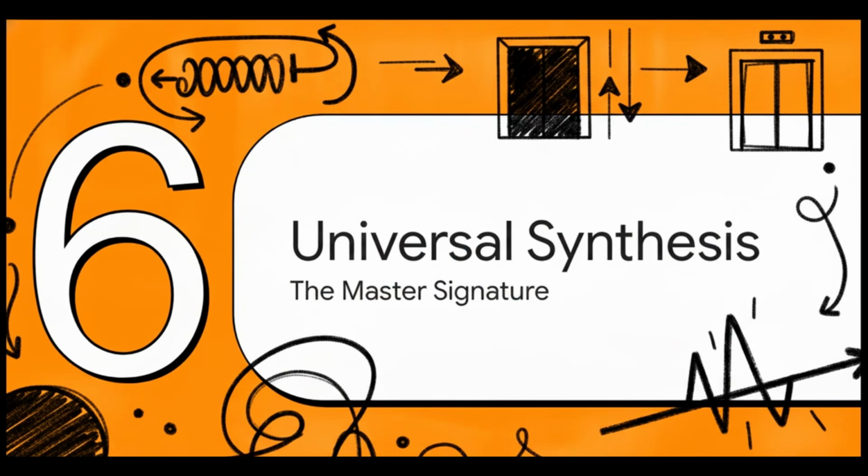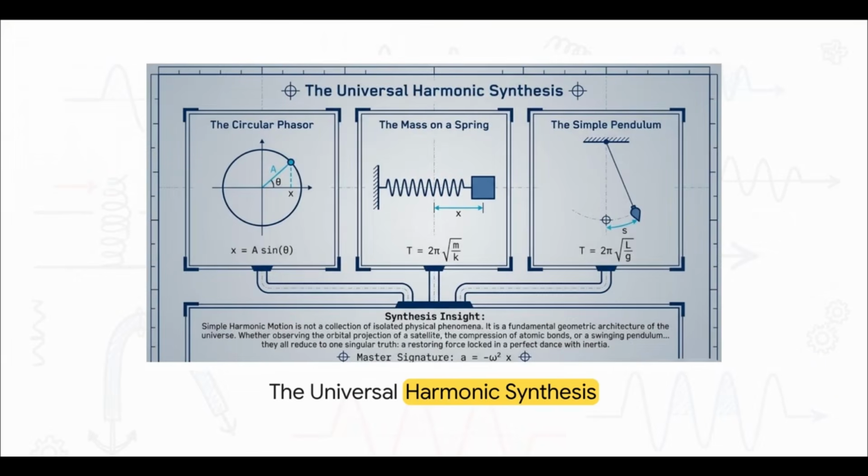And finally, Section 6, the Universal Harmonic Synthesis. All right, it's time to pull the whole shebang together into one overarching master truth. Whether you're looking at a circular phasor tracking a geometric angle, a block bouncing on a coil, or a heavy pendulum swinging under gravity, they all synthesize into one single master signature. Despite looking completely different physically, they all boil down to one universal truth. Acceleration equals negative omega squared times position. This right here is the fundamental geometric architecture of the universe anytime something vibrates.